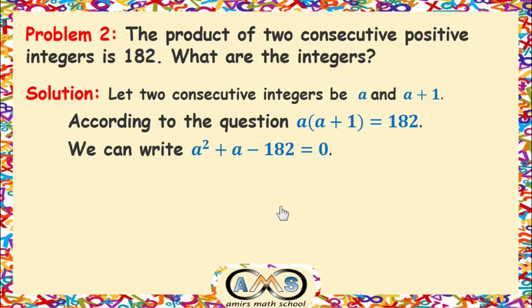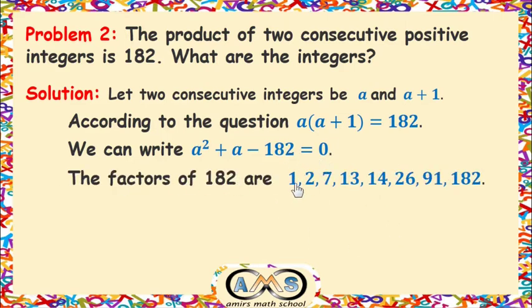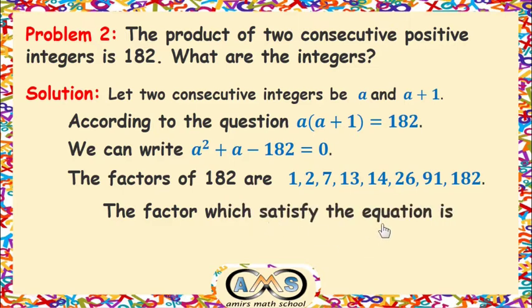Here we solve this equation with another method. The factors of 182 are 1, 2, 7, 13, 14, 26, 91 and 182. Within these factors, 13 satisfies the equation a square plus a minus 182. So we can say the factor which satisfies the equation is 13. If we substitute the value of a equal to 13, the equation will be satisfied. Then the left hand side and the right hand side will be equal.